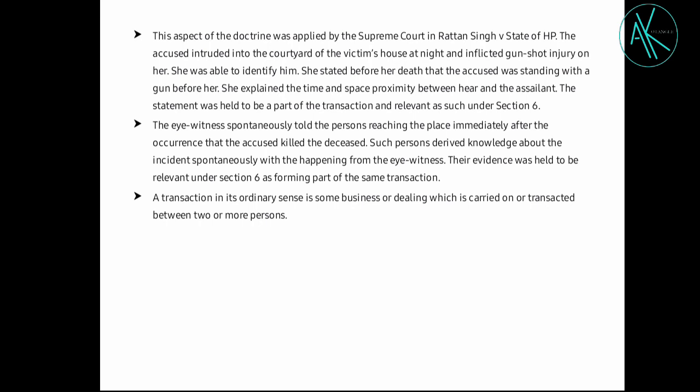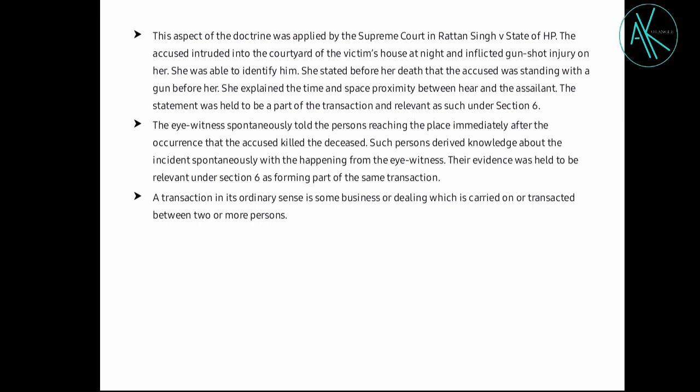This aspect of the doctrine was applied by the Supreme Court in Ratan Singh versus State of Himachal Pradesh. The accused intruded into the courtyard of the victim's house at night and inflicted a gunshot injury on her. She was able to identify him. She stated before her death that the accused was standing with the gun before her. She explained the time and space proximity between her and the assailant. The statement was held to be part of the transaction and relevant as such under Section 6.